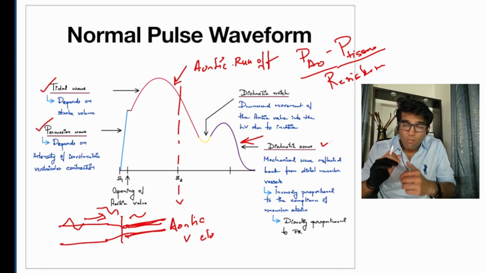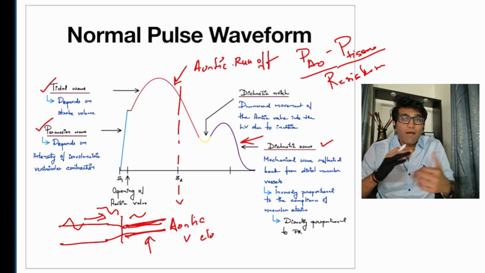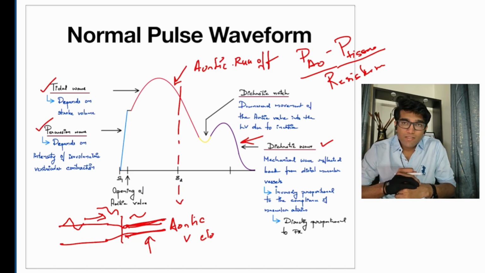Now the more the peripheral resistance, therefore the thicker the peripheral vessel, and the thicker the peripheral vessel, the higher the amplitude of the wave that is reflected back. But as you can see, the tidal wave is actually the most dominant wave in a normal pulse waveform.